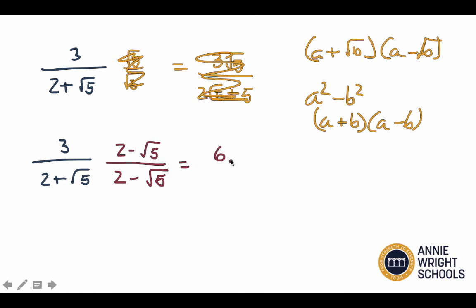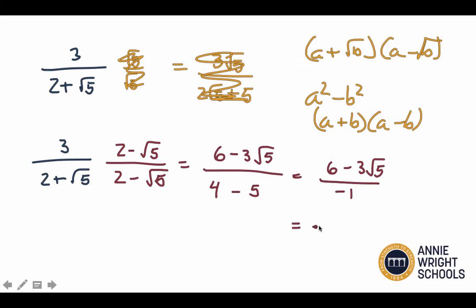and we end up getting 6 minus 3 root 5 in the numerator. But in the bottom we get 2 times 2, which is 4, and then we get 2 times negative root 5 and root 5 times 2, so those middle terms cancel, and then I get minus root 5 times root 5, which is 5, and I end up getting 6 minus 3 root 5 all divided by negative 1, which is equal to negative 6 plus 3 root 5.